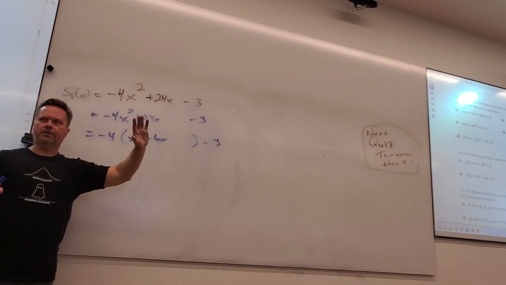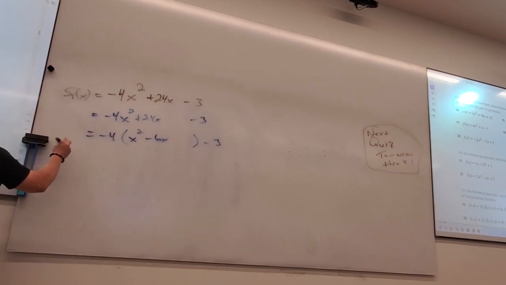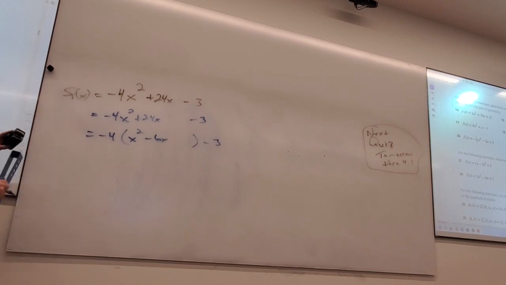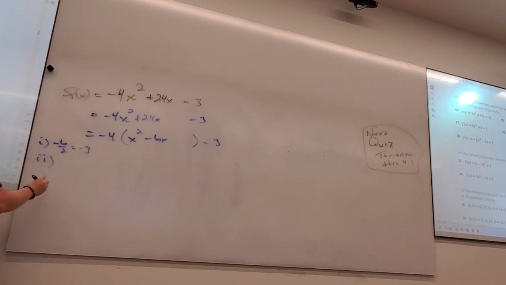So let me show you one little thing you can do to kind of help yourself out. What are the 2 steps for completing the square? Divide 6 by 2. Yeah, take the middle term, divide it by 2. And then I square it. That's the number I'm going to do what with? You're going to stick it between the 24x and the minus 3. No. Nope.